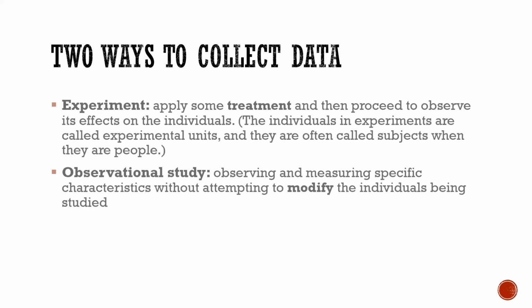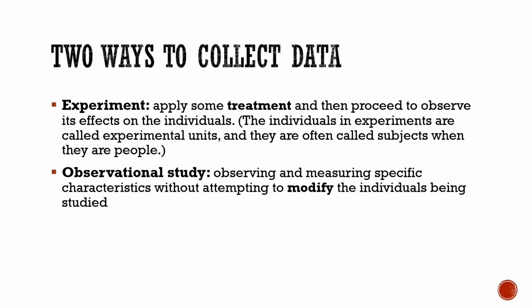So that comes up into two different kinds of studies. Here's an experiment: apply a treatment to some group and proceed to observe its effects on individuals. Individuals in experiments are called experimental units, or you've probably more often heard subjects, when they're people. But I could be doing an experiment on bicycles, for example. You wouldn't want to call the bicycles subjects.